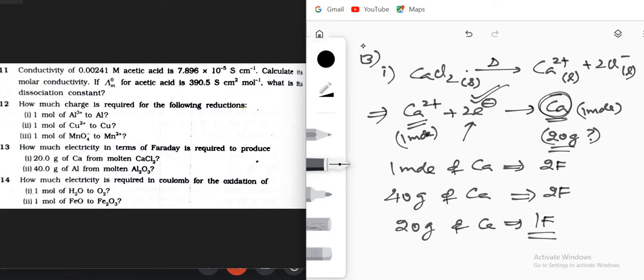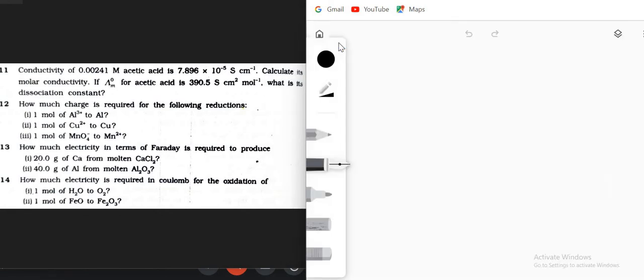So this question is very, very simple. Take down 1 Faraday of electricity. And see the next question, question number 13, part 2: 40 gram of aluminium from molten aluminium oxide, Al2O3. Molten aluminium oxide. Okay, let's move to the next page. So question number 13, number 2.